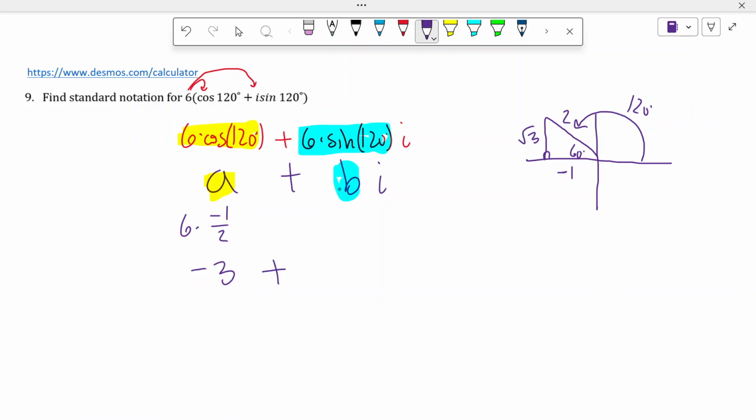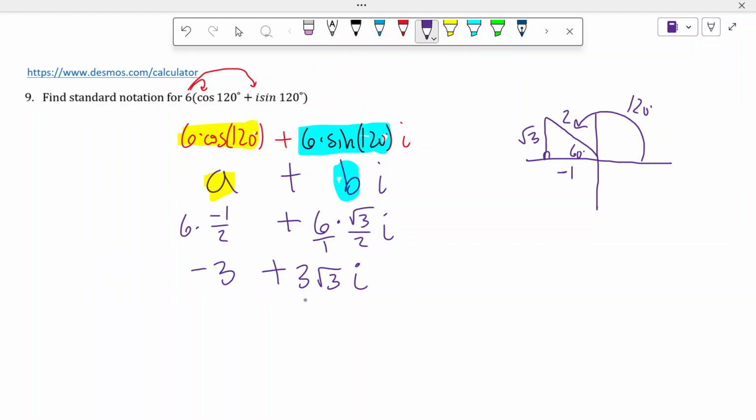Plus, let's do the vertical component, the imaginary part of this. That would be 6 times opposite over hypotenuse. And notice this one's positive. That's because it's going vertically, or up. And there we go. And of course, what is that? This cancels, and it's just 3 square root of 3. Of course, don't forget this is the imaginary part. We need the i there. Okay, so here's my a plus bi.